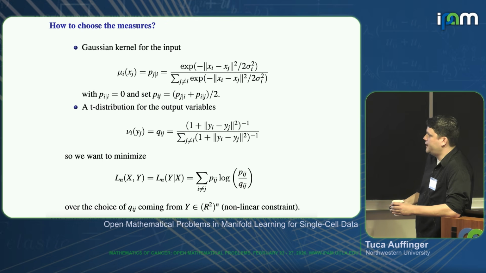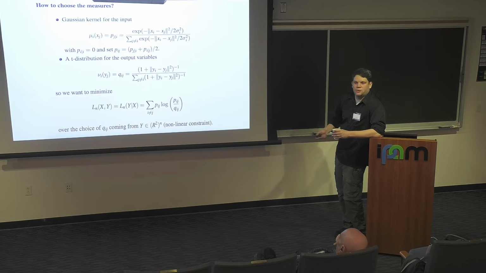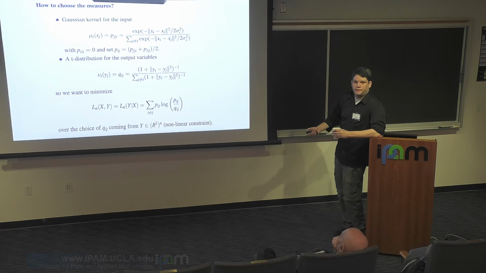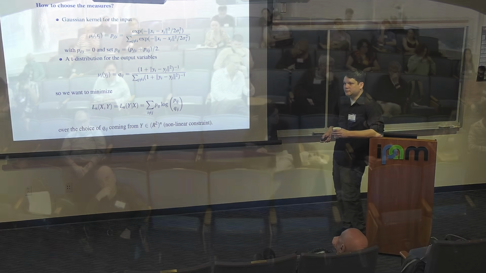In practice, how do you do it? Well, you start with some random initialization. You can use PCA first. You can use Laplace eigenmaps first to initialize. And then you run a stochastic gradient descent, trying to optimize this function. Am I good? Yes?